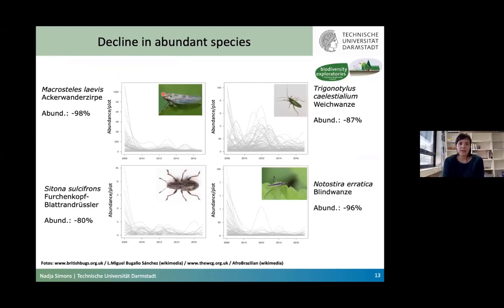A first look at the decline in individual species indicates that the overall decline is not driven by a few single species, but that all arthropod species are affected. Even species which are generally common and can occur in high abundances, such as these different true bugs or weevils. So there seems to be something general going on in the community that is affecting the species, irrespective of their taxonomic grouping or functional diversity.